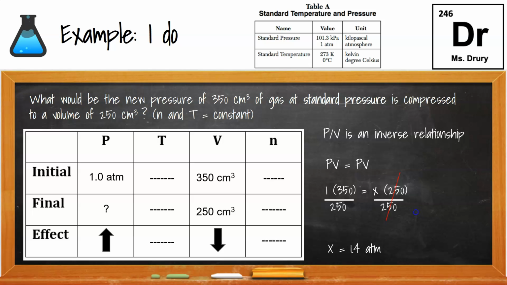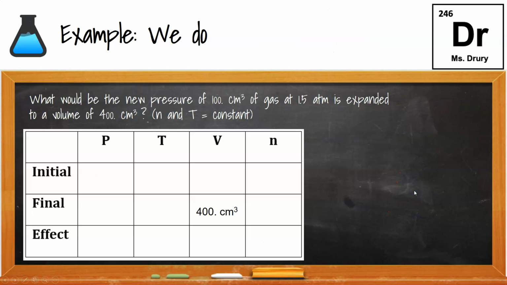We want to see if you can do the same thing. What would be the new pressure of 100 centimeters cubed of gas at 1.5 atmospheres expanding to a volume of 400? You might want to pause the video and see if you can get it right. So the final volume was 400 centimeters cubed. The pressure initially was 1.5 atmospheres, expanding to a volume of 400 from the 100, so that was the initial volume. You can put them in any order. And the final is unknown pressure.